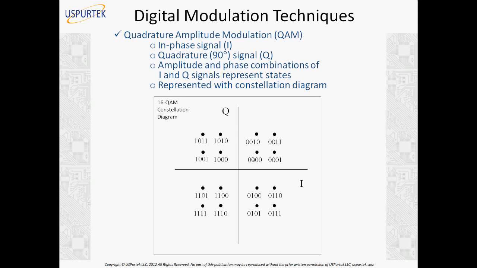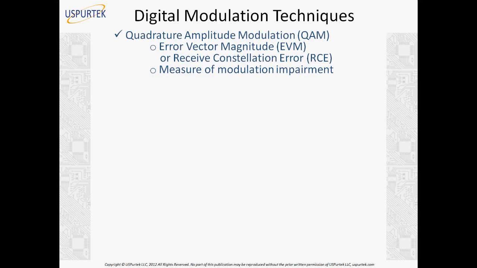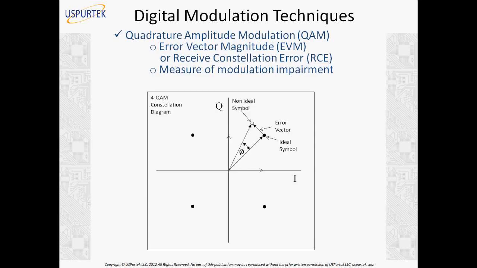Now we discussed before that the quadrature amplitude modulation or any digital modulation techniques, they are susceptible to phase noise. Because here you have amplitude and phase. So they are also susceptible to phase noise. Now, in order to determine what is the impairment caused in QAM by phase noise, we define a parameter called error vector magnitude, EVM. It's also called receive constellation error. This is simply a measure of modulation impairment.